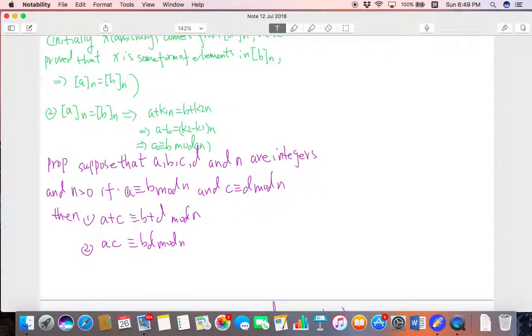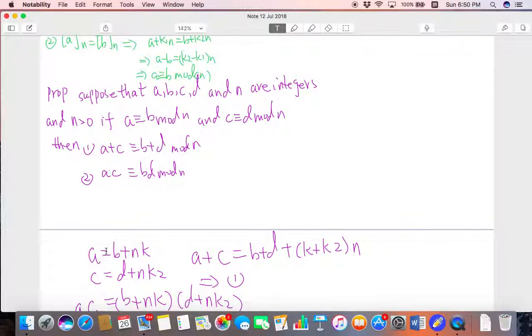you just add up these two congruent expressions, and they still hold. a plus c is congruent with b plus d mod n, and a times c is congruent with b times d mod n. These two properties hold. And again, this proof is quite straightforward. You just write out the expressions in full, and you can find out why.